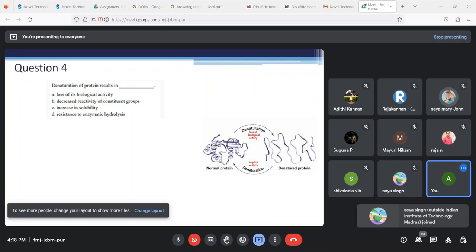So when the protein unfolds, all the constituent groups that are present in the side chain, be it acidic group, basic group, or any hydrophilic or hydrophobic group, are now exposed to the solvent. And now since they are exposed to the solvent, the reactivity of the constituent groups also increases. So in a denatured protein, there is an increased reactivity of constituent groups. So why is the increase in solubility not seen? What is the reason for a decrease in solubility?